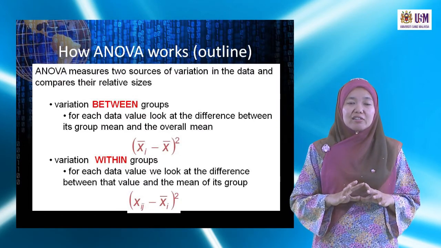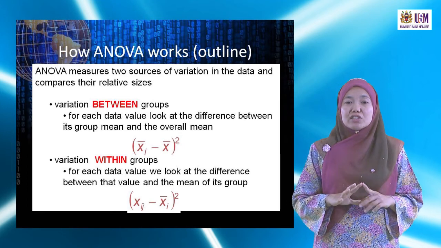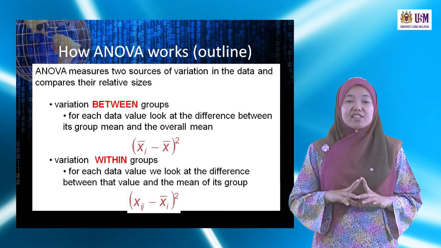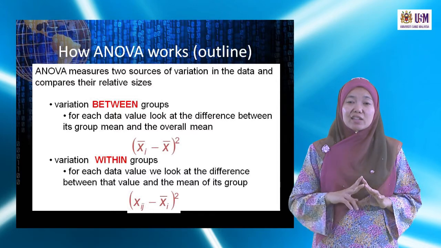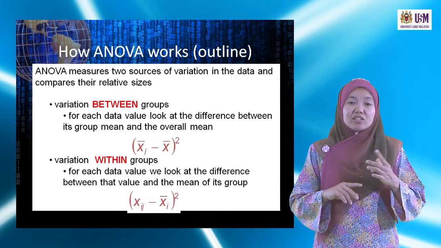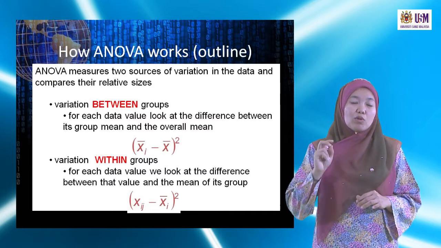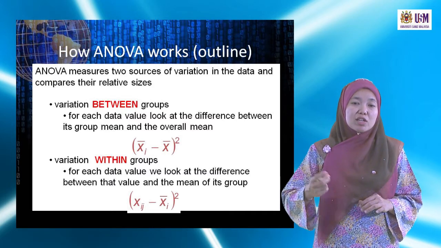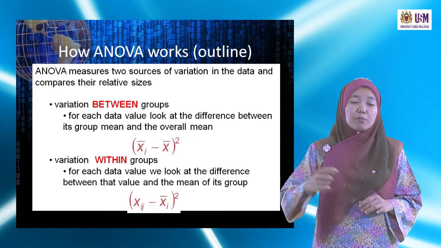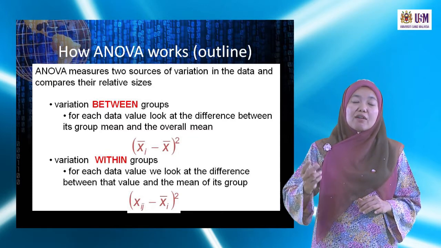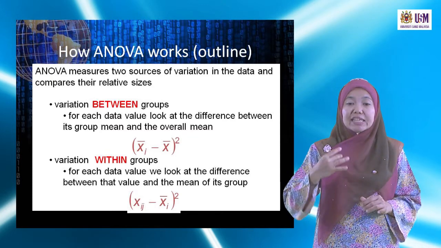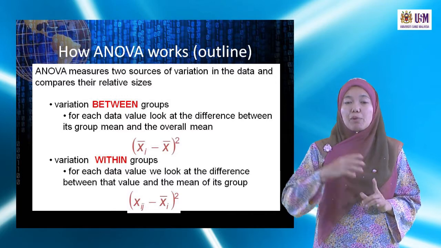We are going to discuss how ANOVA works. This is the outline. ANOVA measures the two sources of variation in the data and compares their relative size. In analysis of variance, we look at the sources of variation in data. One comes from the different treatments, groups or subpopulations, while another comes from within the group, within the treatments or within the subpopulations.